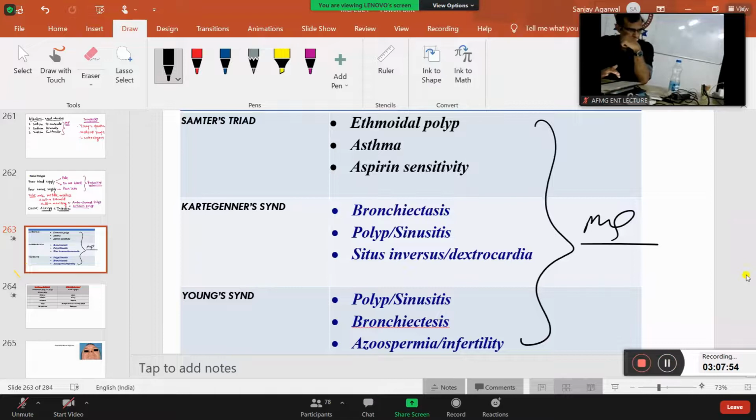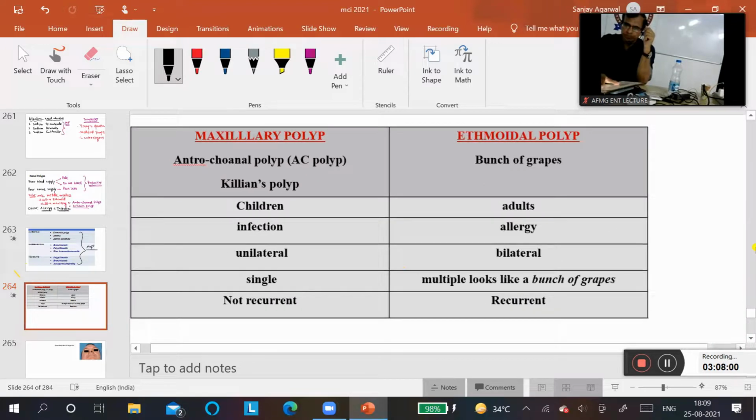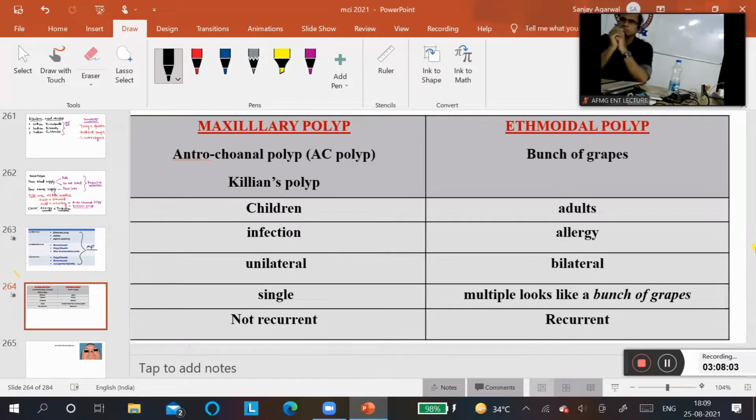And the last, once again, you make two columns, and talk of the difference between ethmoidal polyp and antrochoanal polyp. We already know the names of the two polyps. And as you can see, the ethmoidal polyp is also called bunch of grapes. One difference we already know: the first one, antrochoanal polyp, is in the young, and ethmoidal polyp is in adults. We have done this already.